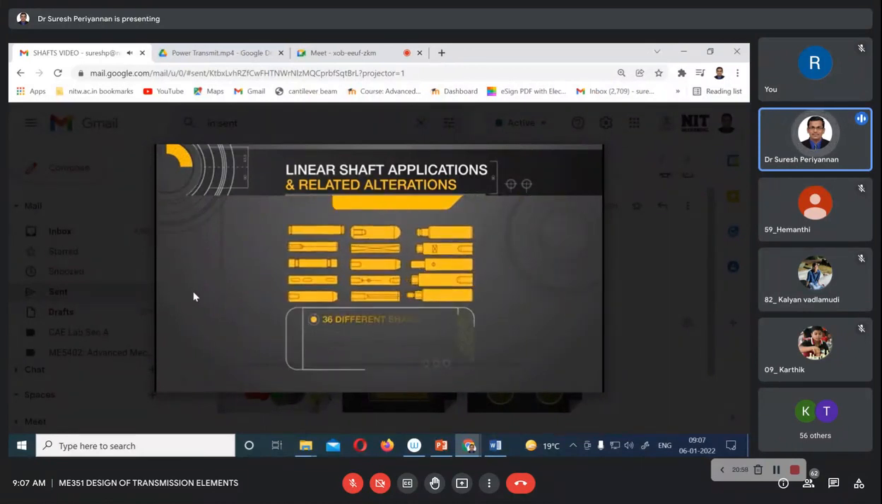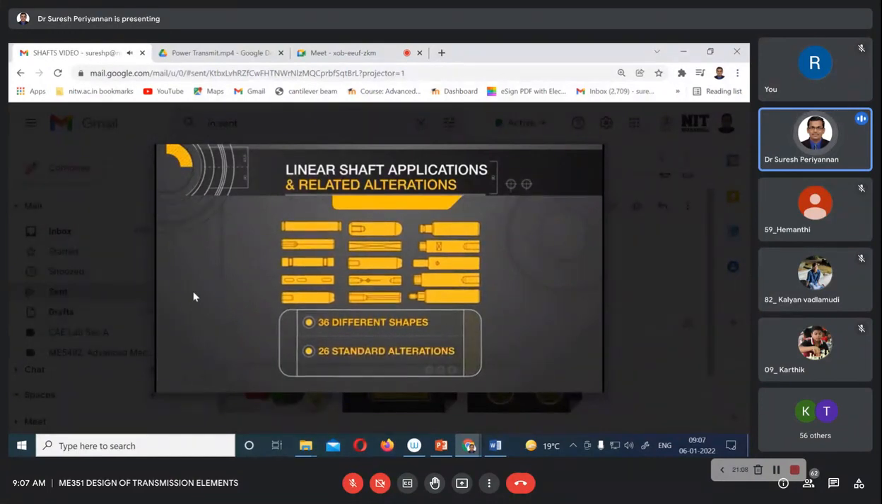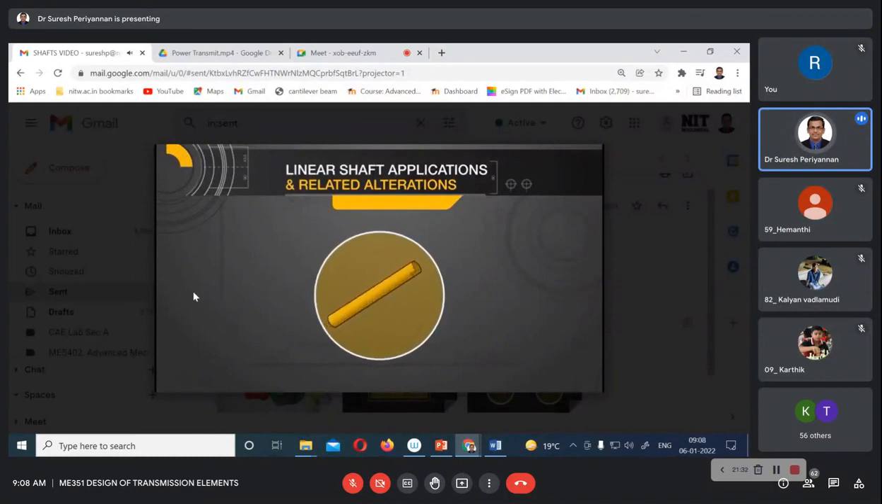Masumi offers over 36 different shapes when configuring a linear shaft. This, accompanied with 26 standard alterations, allows for maximum customization in your mechanical design. Masumi alterations are additional machining processes that ease the assembly process. For example, high precision length and diameter tolerances can be selected for tight clearances, or wrench flats can be added to prevent rotation while torquing fasteners. Generally, alterations are available for all configurable components.